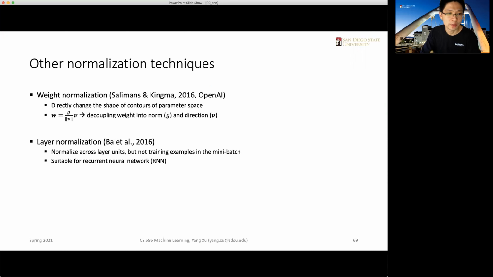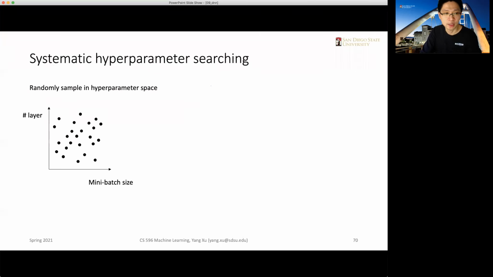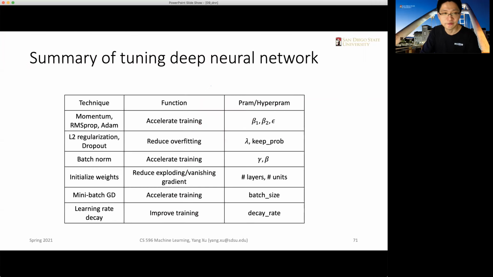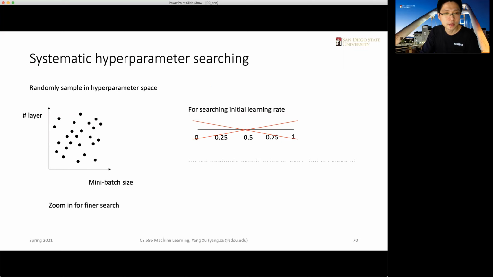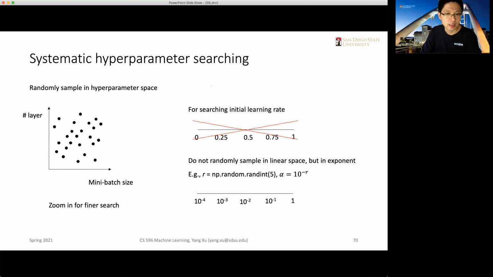Okay, so other optimizations like weight normalization and layer normalization are fancier ways, and people are still doing experiments over these different normalizations in order to make the training more stable and efficient.